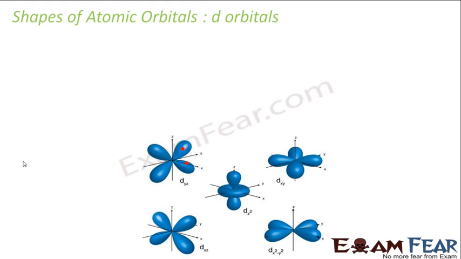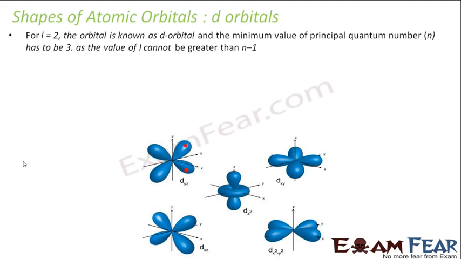Let's take d orbital now. D orbital, you see it looks like this, and this also will have 2 electrons and they'll be moving in this orbital. For this l is equal to 2 and the minimum principal quantum number for this is 3. Why 3? Because for l is equal to 2, the minimum value of n has to be 3. Correct? Because l cannot be greater than n minus 1.